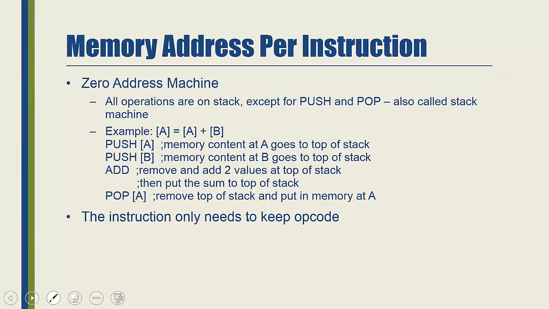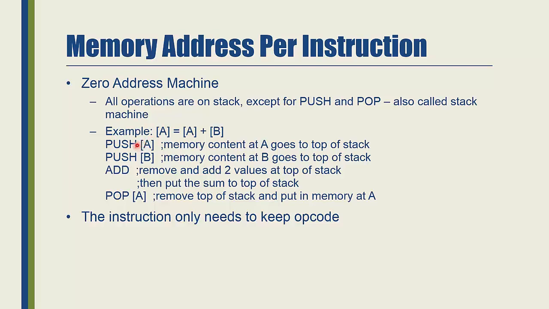We can also have zero address machine. In this case, the calculation is done on a data structure that we call stack. In stack operation, no operand is needed except for push and pop. And the machine is called stack machine. We look at one example here. We want to add B to A and keep the result in A.